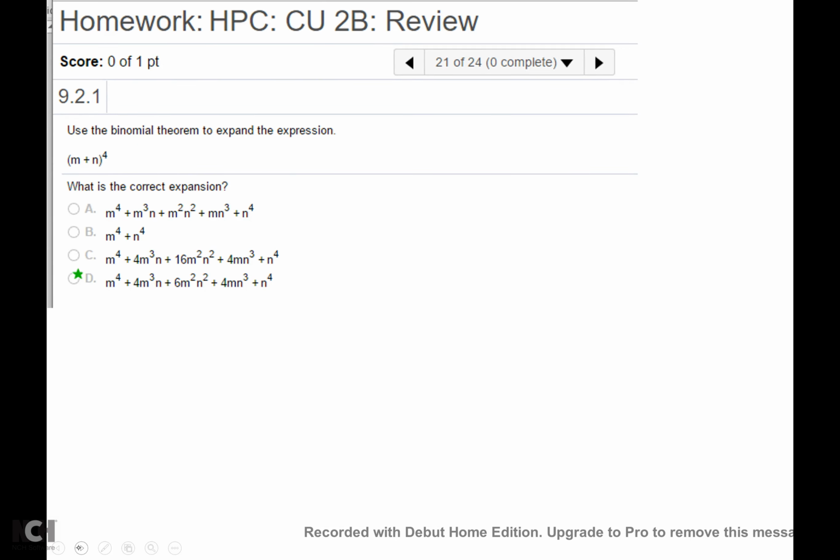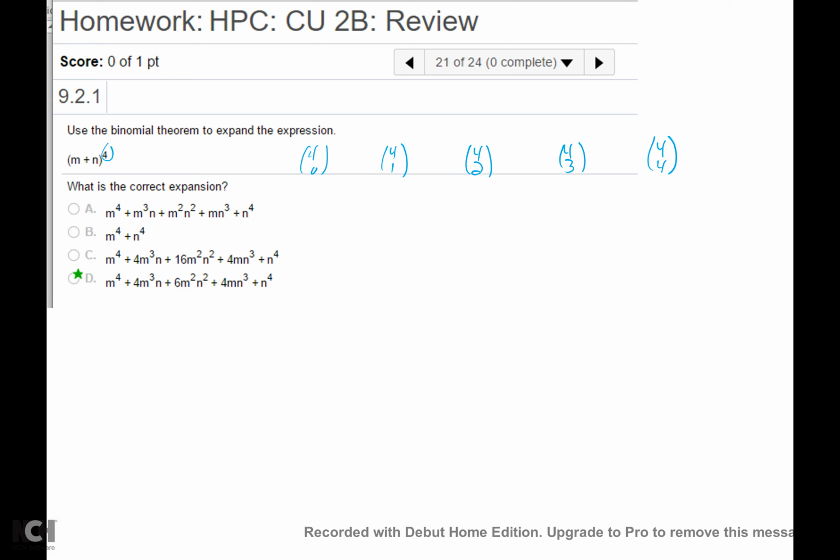Alright, use the binomial theorem to expand the expression. First we need our coefficients. To get our coefficients, we do 4 choose 0, 4 choose 1, 4 choose 2, 4 choose 3, 4 choose 4. And I'm gonna drop my calculator.